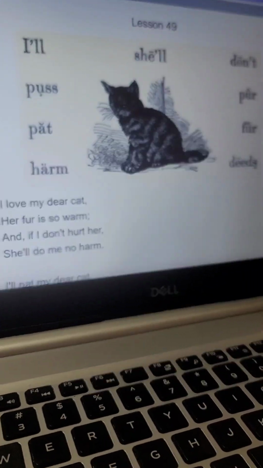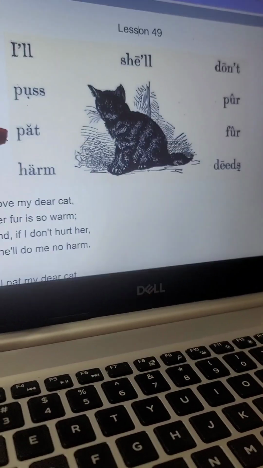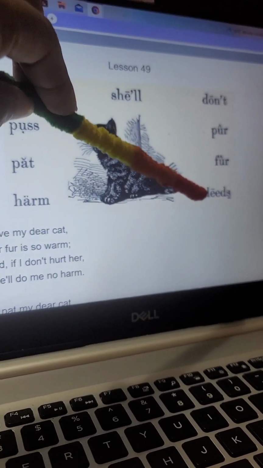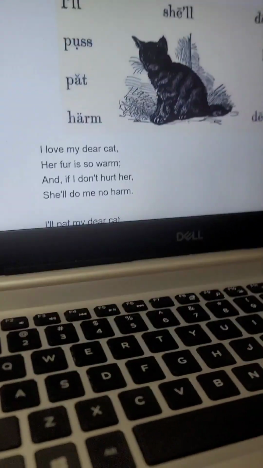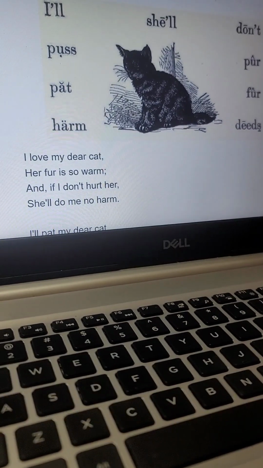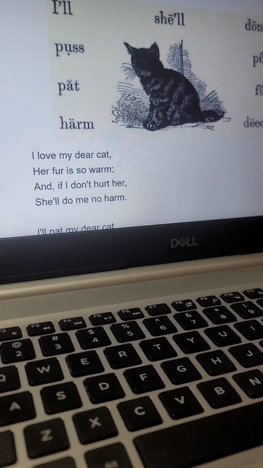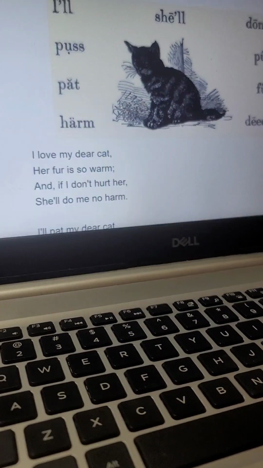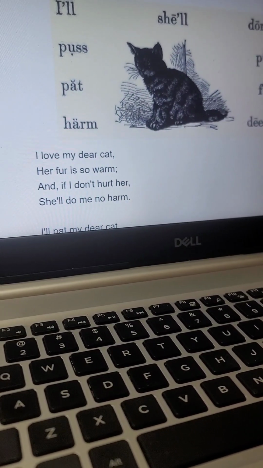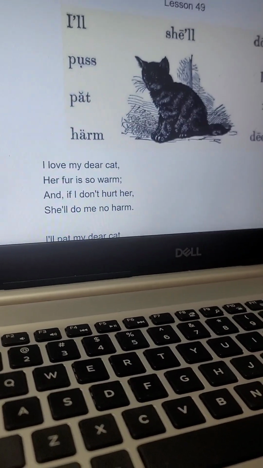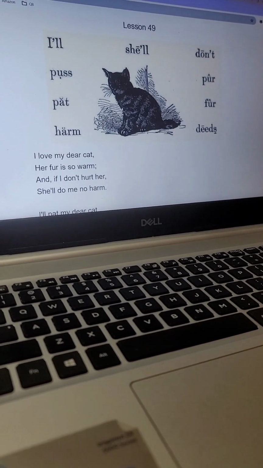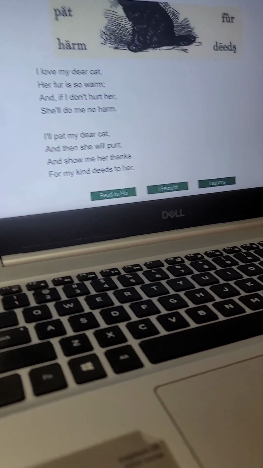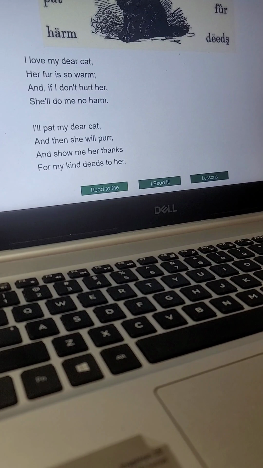Okay, so we have owl. Owl. Puss. Pet. Horn. Shield. Purr. Fur. Deeds. I love my dear cat. Her fur is so warm. And if I don't hurt her, she'll do me no harm.